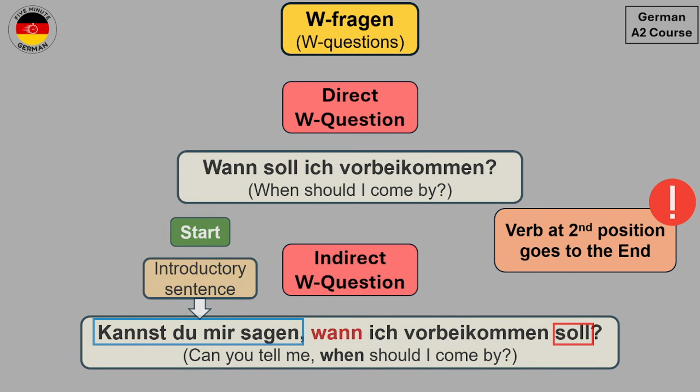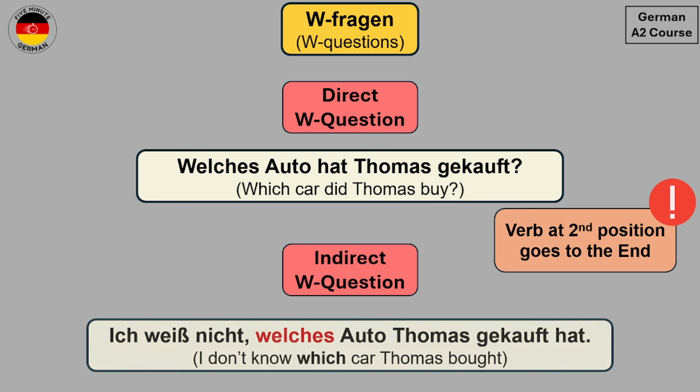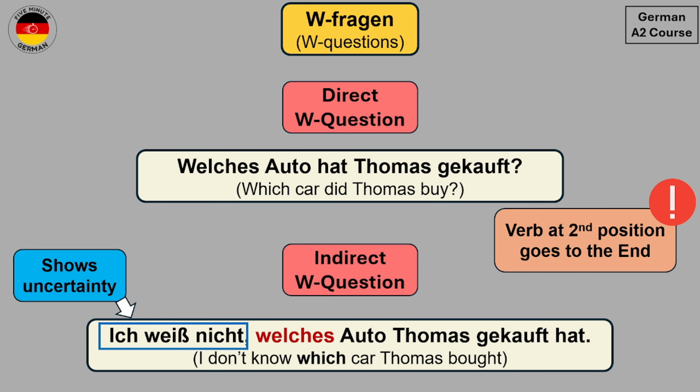Now let's take one last example. So I have the direct question, which is Welches Auto hat Thomas gekauft? Which car did Thomas buy? Now I can make an indirect W question or statement by saying Ich weiß nicht, welches Auto Thomas gekauft hat. I don't know which car Thomas bought. Now in this case, since we have Ich weiß nicht at the start, that's why this is not a question, rather this statement shows uncertainty.